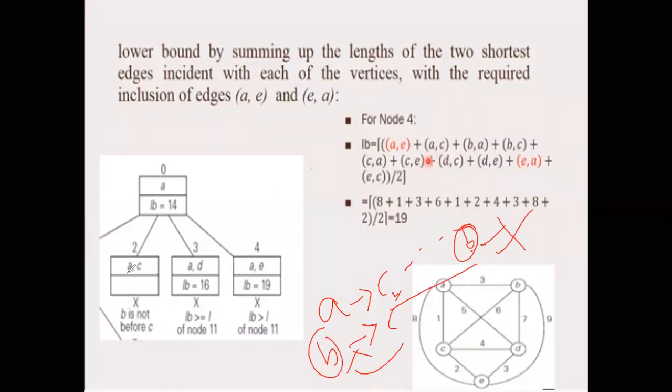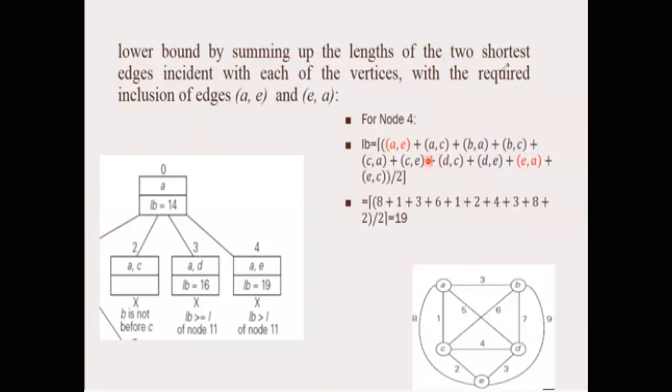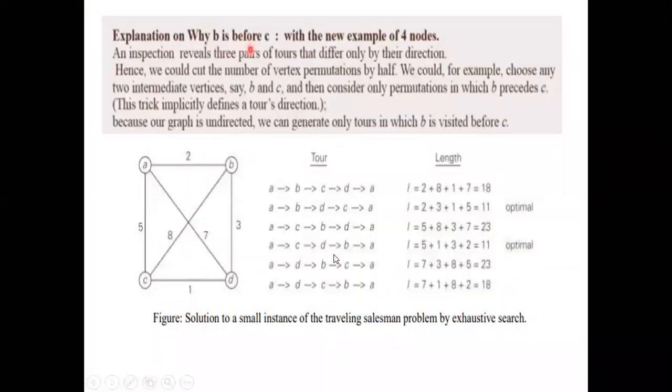In order to understand why this bounding condition is used, let us consider another example which clearly shows why we need this constraint. So why are we not considering a path where C comes before B? Consider this particular graph given over here, from which I have written all the possible routes. A is a starting point, A to B, B to C, C to D, D to A, and all the other possible routes we have written over here.